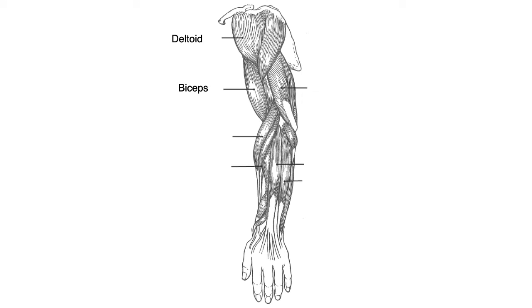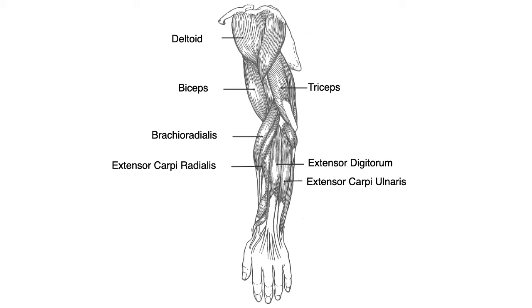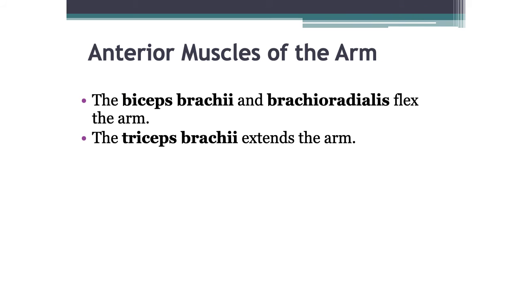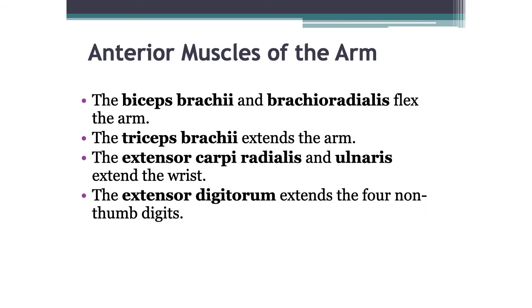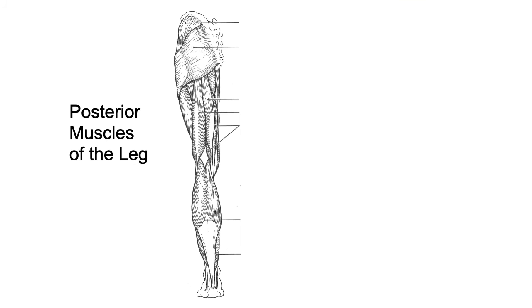Here are the deltoid muscles, biceps, triceps, brachialis. There we see a bunch more. Again, not going to be on the test, but it's important to see them so that you get an idea of muscles you've heard before: biceps, triceps, deltoids, traps, things like that. Biceps brachii flex the arm; triceps extends the arm; extensor carpi radialis and ulnaris extend the wrist, and the extensor digitorum extends the four non-thumb digits.